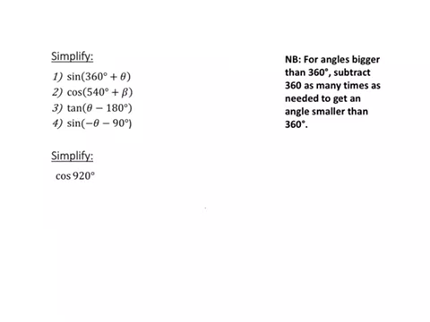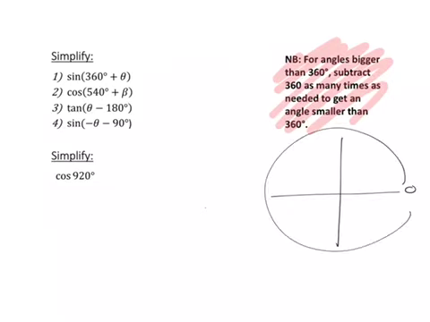Again, just a reminder that any angles that are bigger than 360 are not on your CAST diagram, that's just a big thing. So if it's not on the CAST diagram, from 0 all the way around to 360, work with 360. So I'm going to show you what I mean by that now.